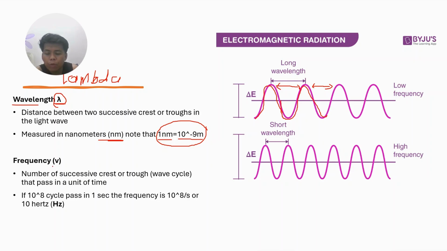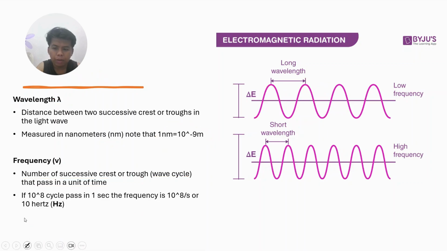Frequency, moving on, is represented by ν. What does frequency mean? It is the number of successive crests or troughs, or the wave cycles, that pass in a unit of time. So if wavelength talks about the distance, the frequency talks about the successive cycles. Wait, let's erase all the ink.